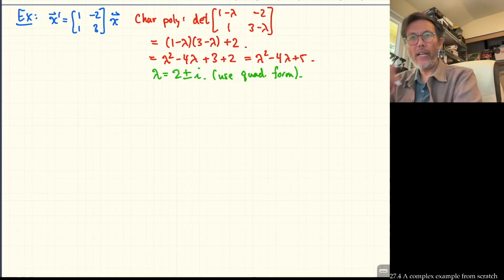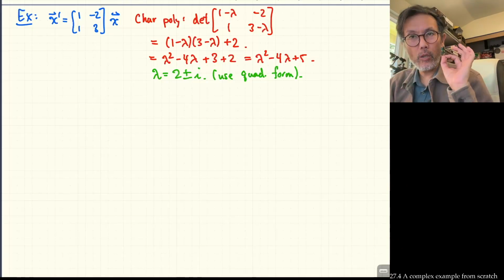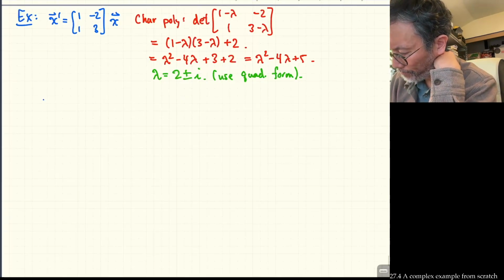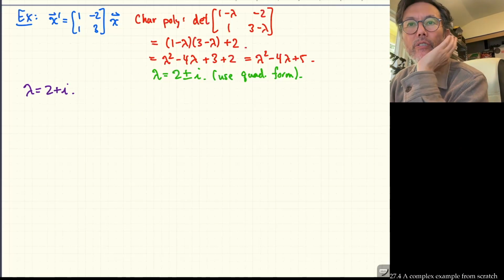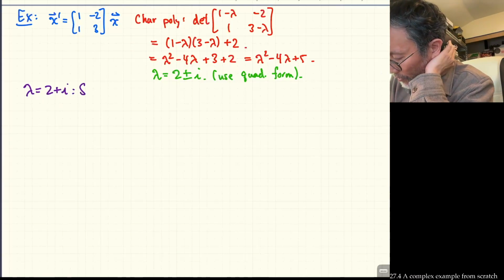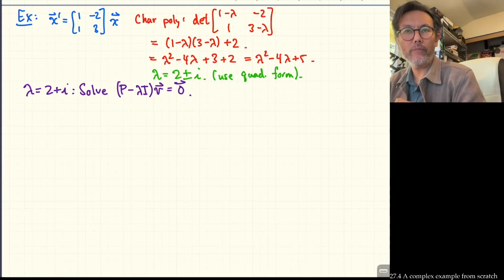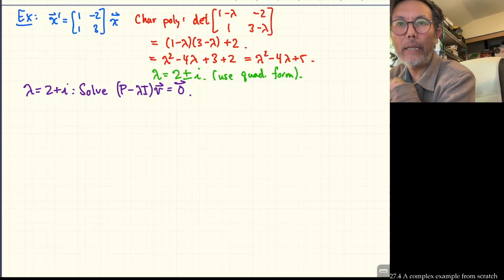Okay. Next, what I'm going to do is compute eigenvectors associated to one or the other of this complex conjugate pair. I'm going to choose lambda equal to 2 plus i. And I'm going to find an associated eigenvector. How? Well, I'm going to solve (P minus lambda times the identity) times v equals the 0 vector for some non-zero v. Such a non-zero v will be an eigenvector with this eigenvalue of 2 plus i.